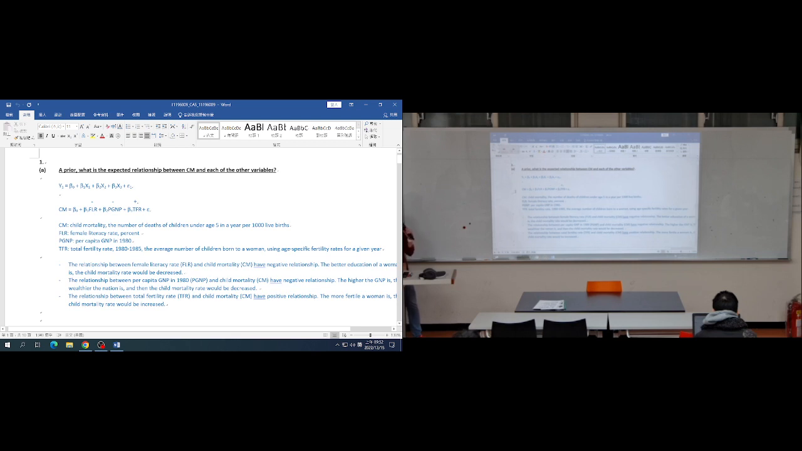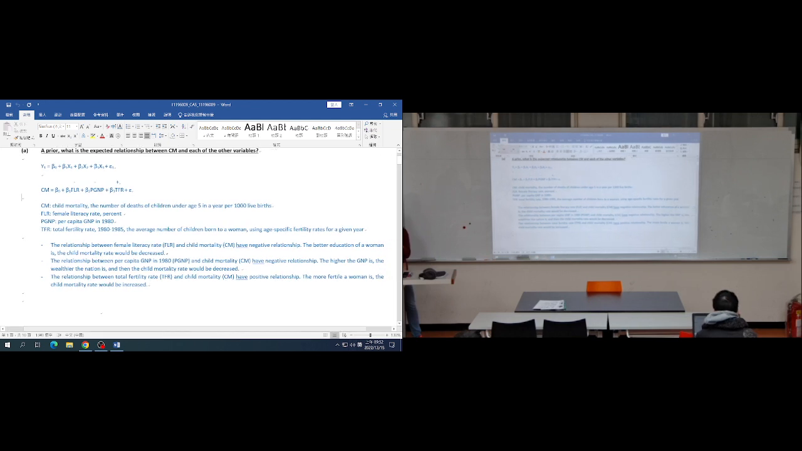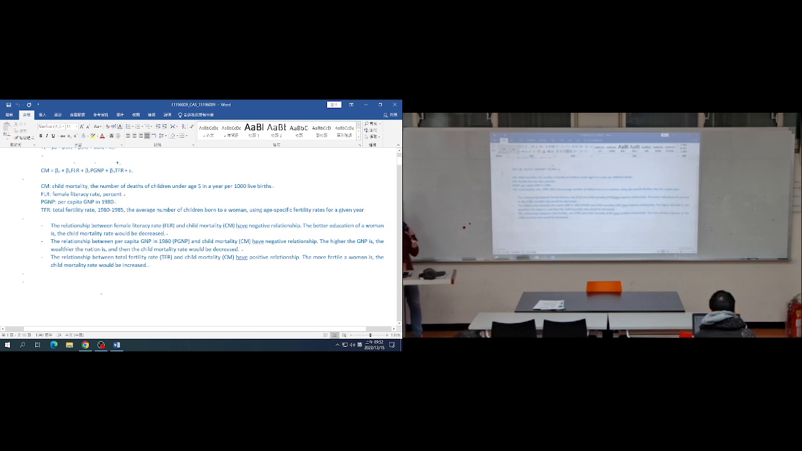As we already agreed together in the last class, the relationship between female literacy rate and child mortality rate is negative. The relationship between PGNP and child mortality is also negative. And the total fertility rate and child mortality have a positive relationship.